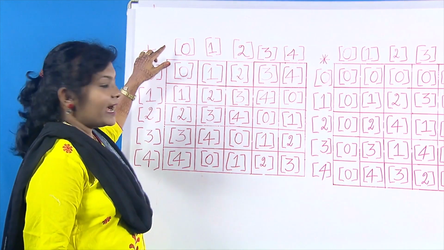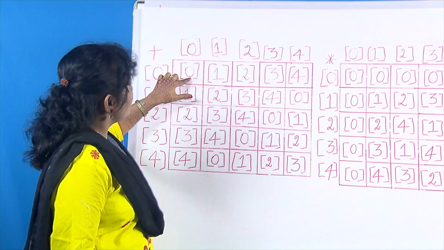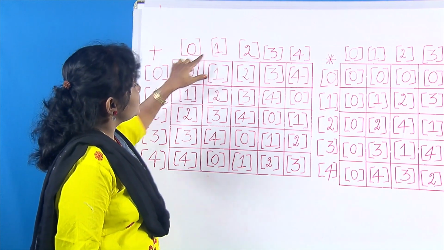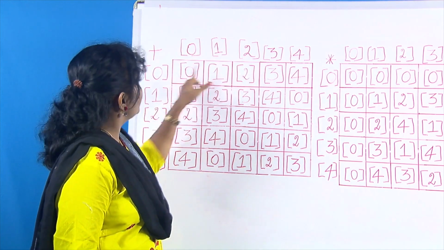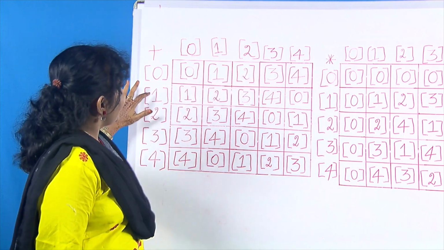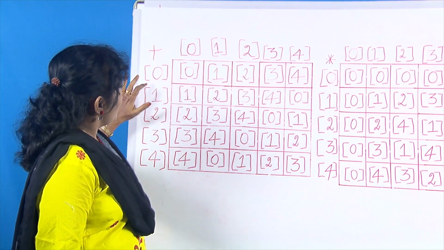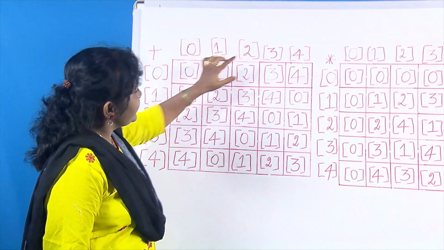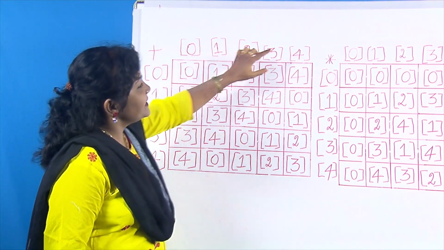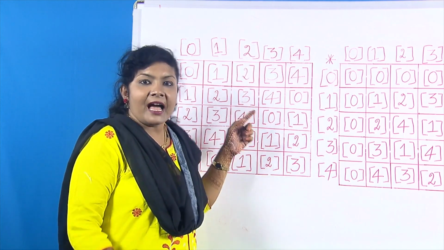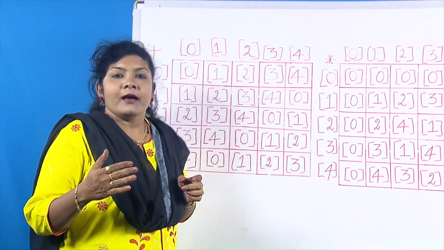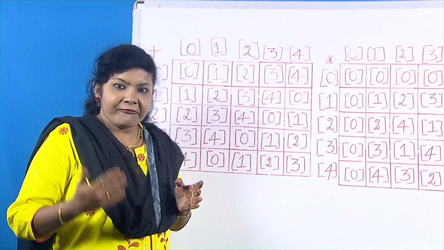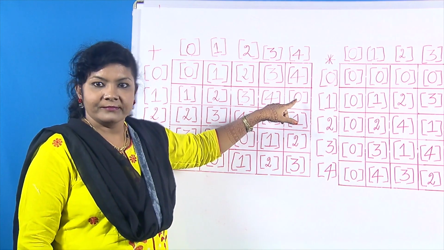Now we are doing the addition. So 0 plus 0 is 0, 0 plus 1 is 1, 0 plus 2 is 2, 0 plus 3 is 3, 0 plus 4 is 4. Like this, we will add 1 plus 0 is equal to 1, 1 plus 1 is equal to 2, 1 plus 2 is equal to 3, 1 plus 3 is equal to 4 and 1 plus 4 is equal to 5. We are in Z5. So, the remainder of 5 by 5 is 0.